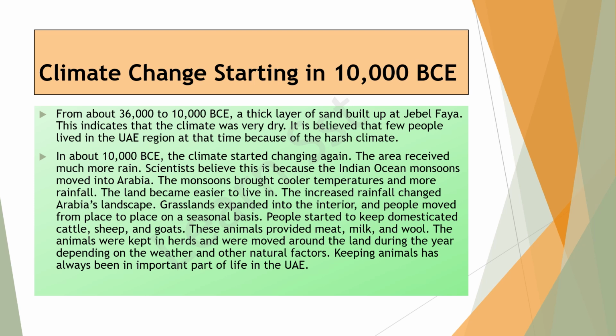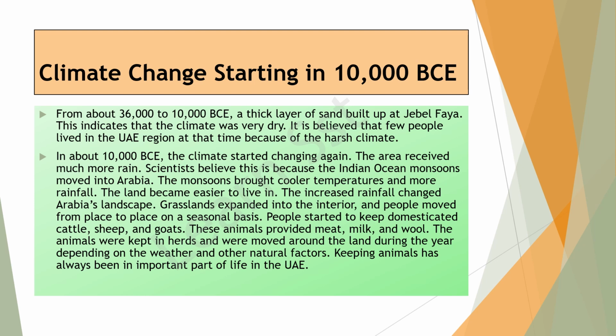In about 10,000 BCE, the climate started changing again. The area received much more rain. Scientists believe that this is because of the Indian Ocean monsoons moving into Arabia. How we have the monsoons now, making the region of the Indian subcontinent greener and lusher. This was not the case earlier.